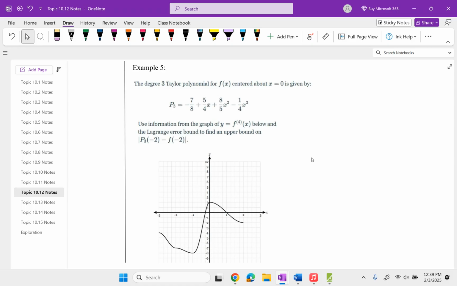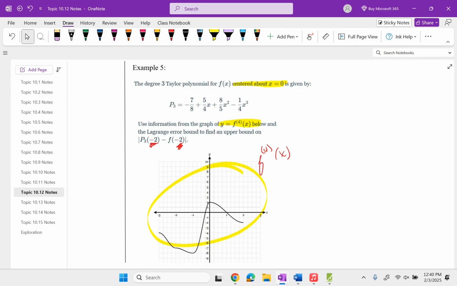Okay, so on example 5, they gave us the degree 3 Taylor polynomial, so do I need to do any calculating on that? Where is it centered? 0, says right there, so it's actually a Maclaurin. They gave us information about the 4th degree. This is the graph of the 4th derivative. And then they want us to find, they're just using different notation, the Lagrange error bound for an upper bound on the polynomial minus the function, and then they're doing this at what x value? 2. They're telling us what they're plugging in right there.